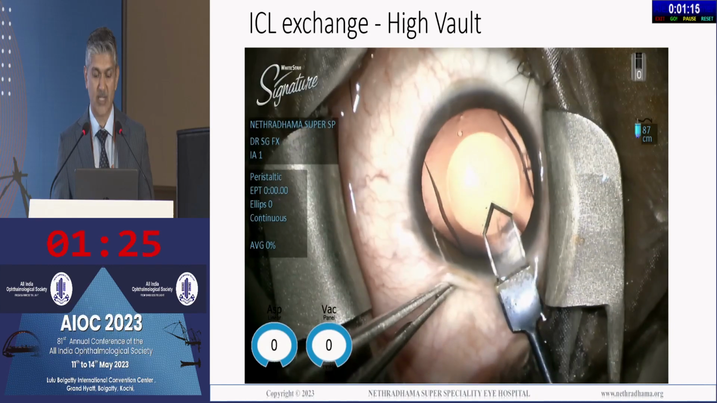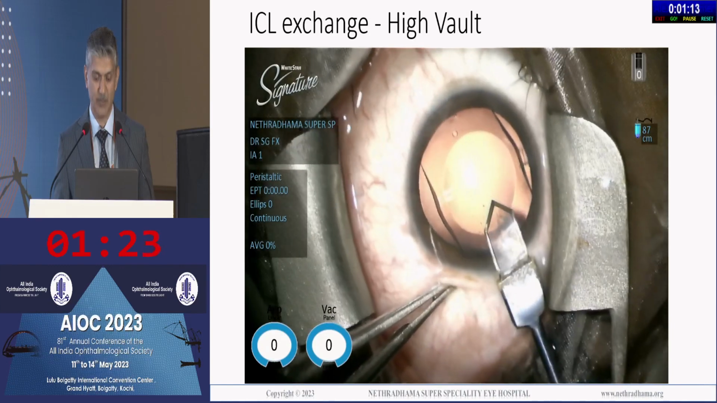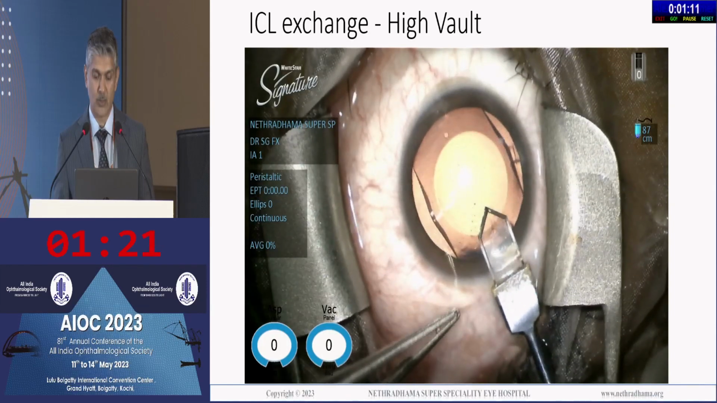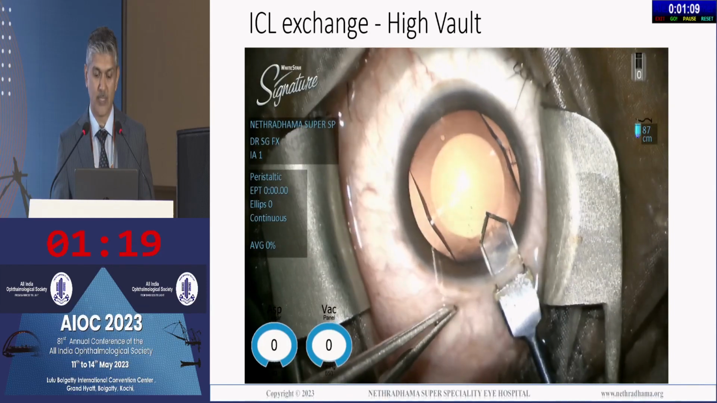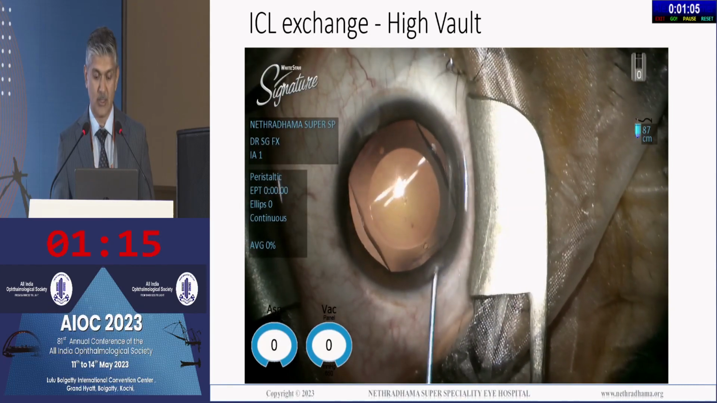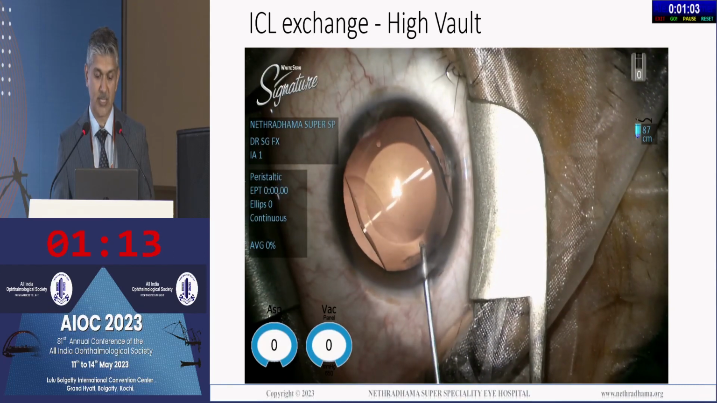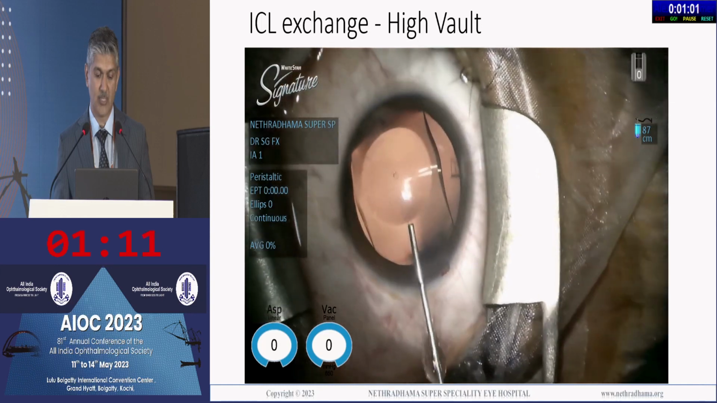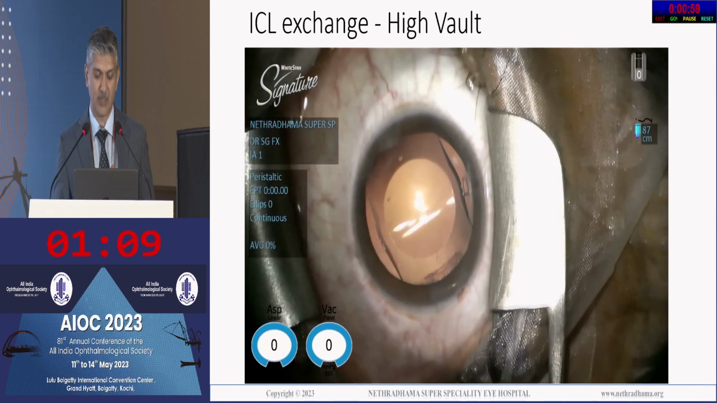You can slightly extend it to 3 or 3.2 mm because you want to be able to remove the lens easily without traumatizing the wound. Then what you do is you can just engage the hole there in the mid periphery and lift it up.